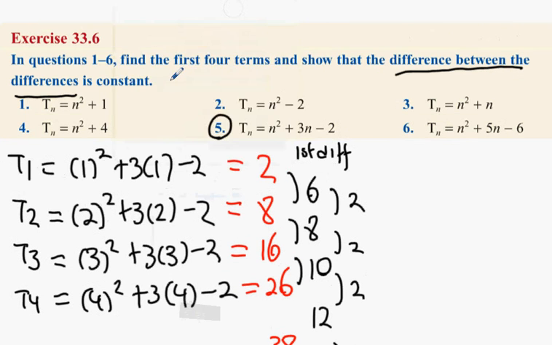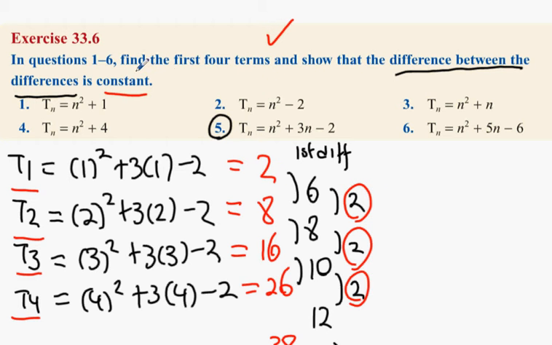Okay, let's find the first four terms. That means find T1, T2, T3, and T4. I've done that. And show that the differences between the differences is constant. What constant means is show that it's a regular number. So what is the difference between the differences? The answer is 2. 2 is a constant, therefore you just have to state your answer.